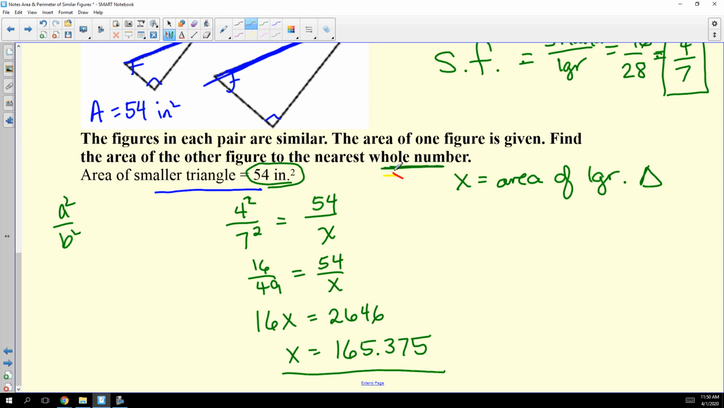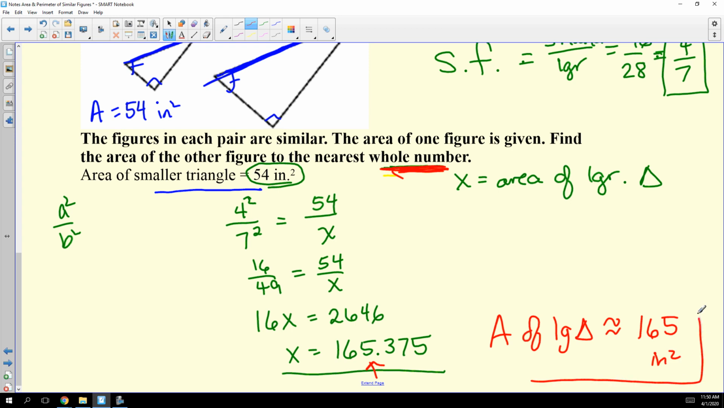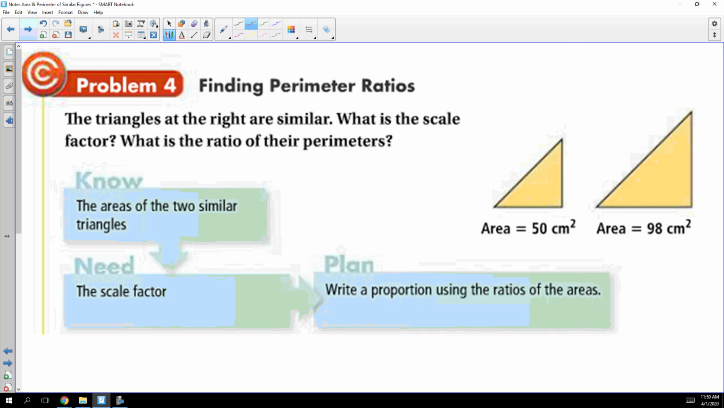So if I have to approximate to the nearest whole number, then the area of the large triangle is approximately, to the nearest whole number, I'm looking at the ones place, so 165 inches squared, because the 3 just means that you're not going to round up. All right, moving on. In general, you're still doing the same thing.